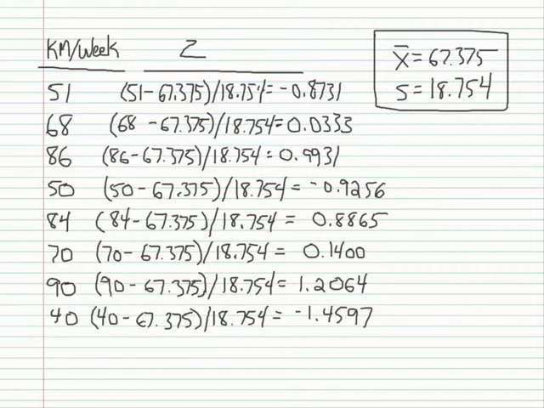Another way to check your work is to add up your z-scores, and you should get a number that's very close to 0, if not actually 0. In this case, when you add them up, you get 0.0009. The only reason that's not exactly 0 is because of rounding. But anytime you add up your z-scores, the result should be 0.